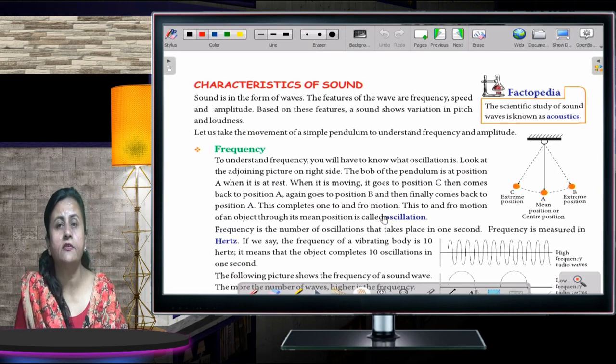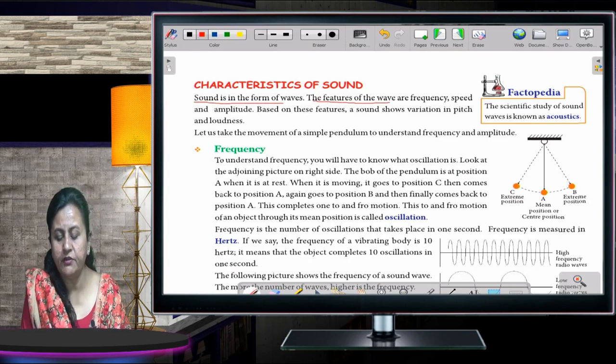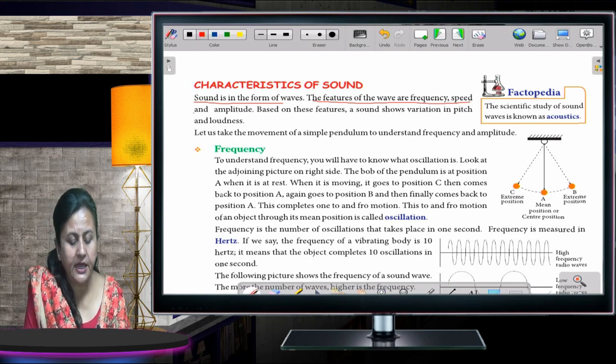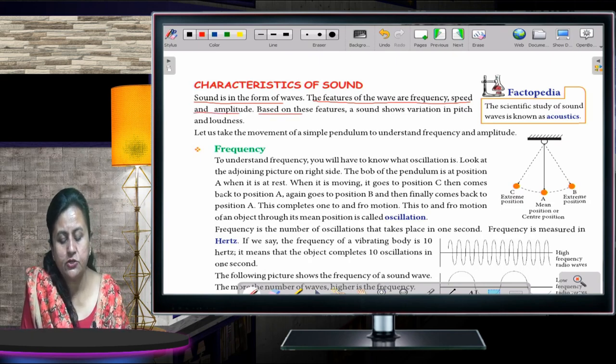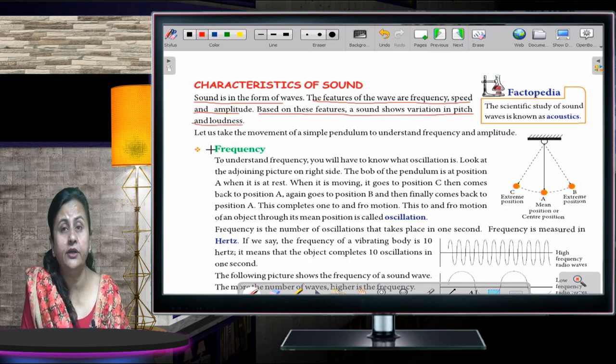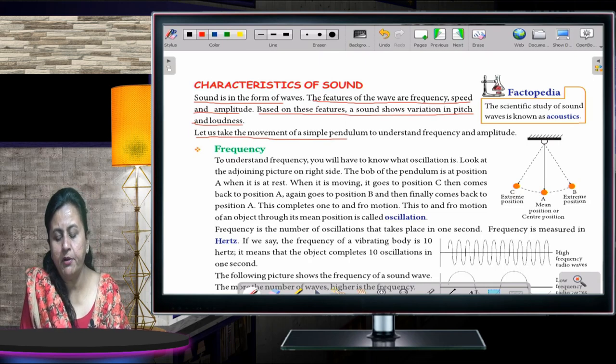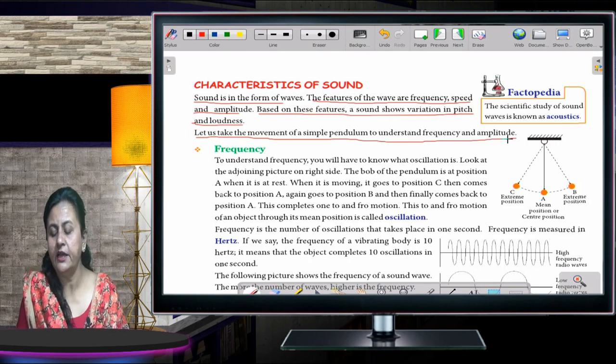Characteristics of sound. What are the different characteristics of sound? Sound is in the form of waves. The features of the waves are frequency, speed and amplitude. Based on these features, the sound shows variation in pitch and loudness. So, let us take the movement of a simple pendulum to understand the frequency and amplitude.